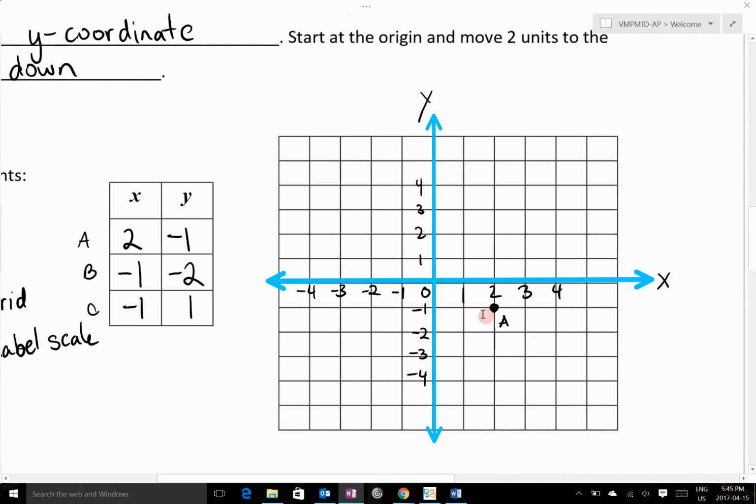That's point A. Look at point B. It tells us to go 1 to the left, and for the y value, it tells us to go 2 down. So from the origin, I go 1 to the left, and I go 2 down, 1, 2. Okay, and there's my point B.